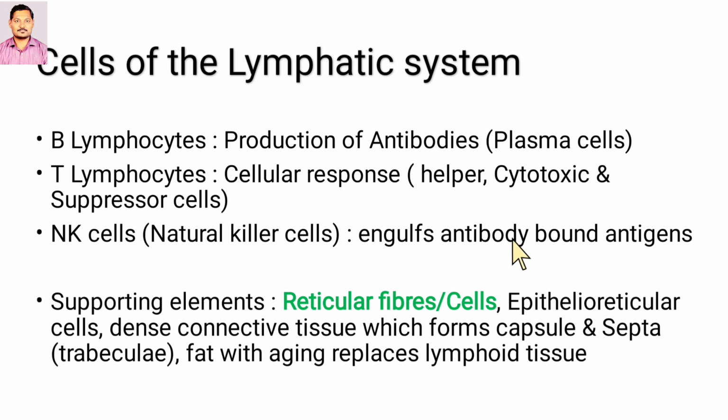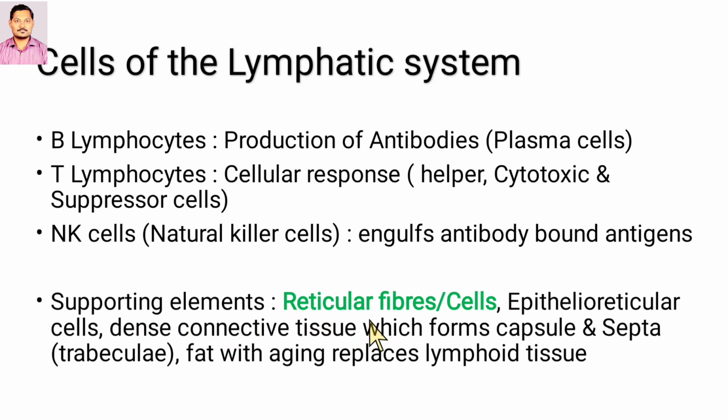Okay, so once they neutralize the antigens with antibody, they have to be engulfed and taken care of inside the body by the natural killer cells. So these are the main active cells in the lymphatic system. Some supporting elements are there in the lymphatic system.